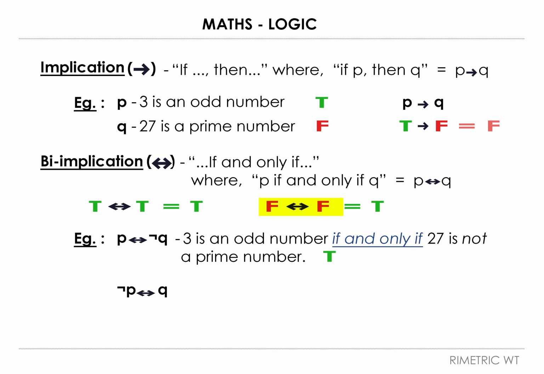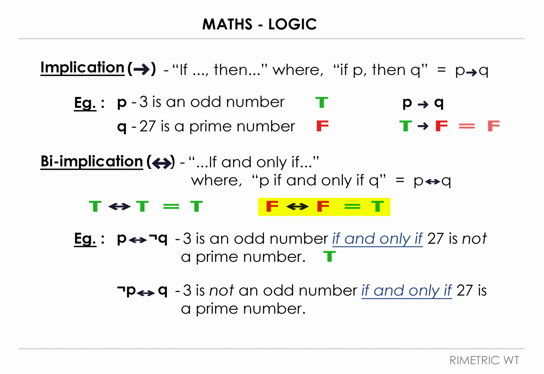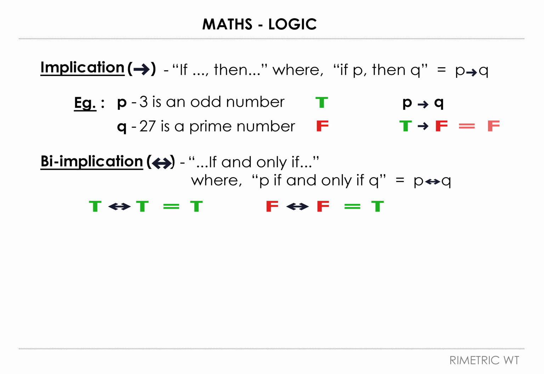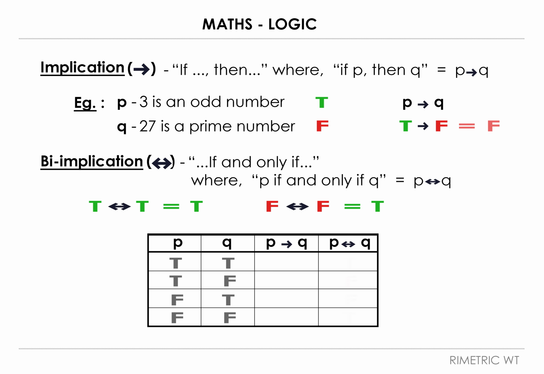On the other case, 3 is not an odd number if and only if 27 is a prime number. In this case, both propositions are false. Therefore, the statement is true, since the propositions have the same truth value. Here, we can summarize both connectives in the truth table. As shown on the table, implication is only false when the hypothesis is true and the conclusion is false, and bi-implication is only false when the propositions have different truth value.